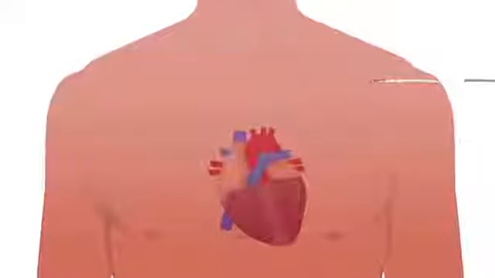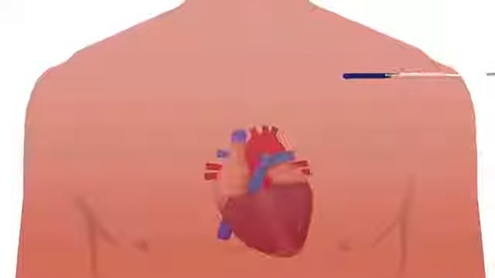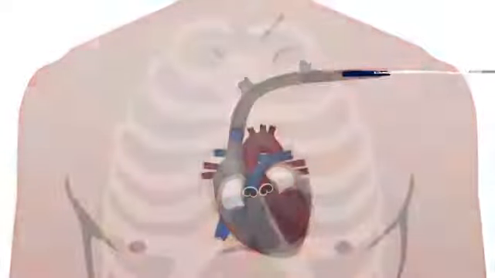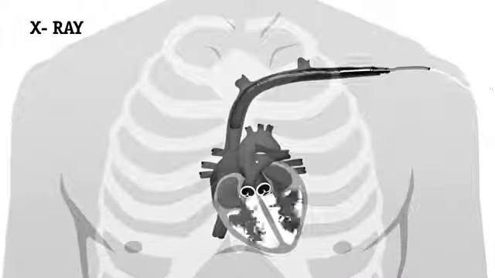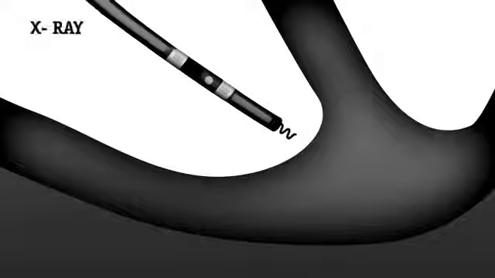A small incision is made near the collarbone. Using X-ray imaging, the lead or leads from the ICD are inserted through a vein and placed inside the heart, where they are fixated to the heart muscle.